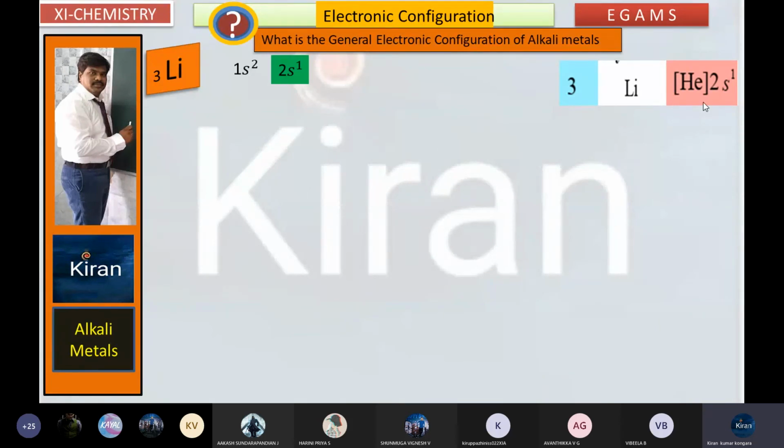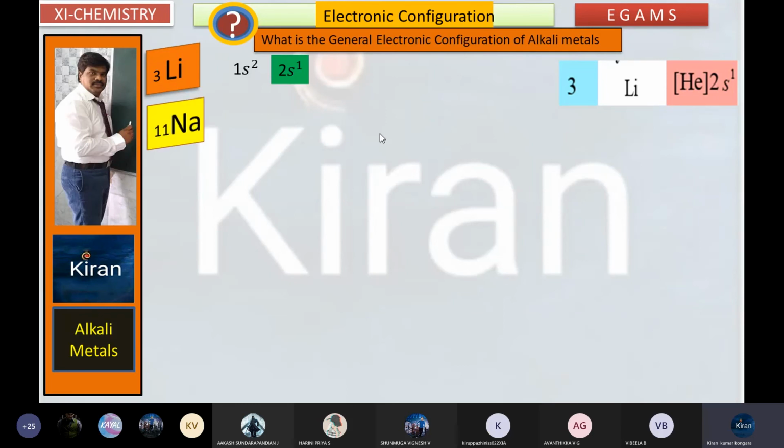With respect to the inert gas helium, we do not need to write 1s2. Directly we write helium within the bracket and 2s1. This I am representing. Both the methods are right.